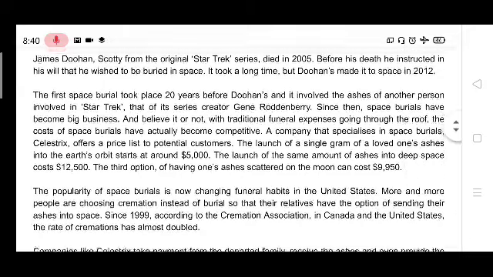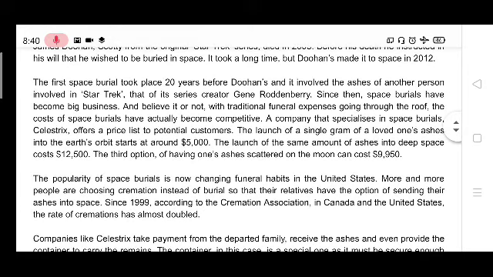The first space burial took place 20 years before Doohan's death, and it involved the ashes of another person involved in Star Trek, that of its series creator, Gene Roddenberry. Since then, space burials have become big business, and believe it or not, with traditional funeral expenses going through the roof, the costs of space burial have actually become competitive.